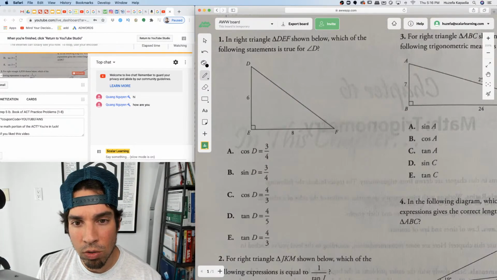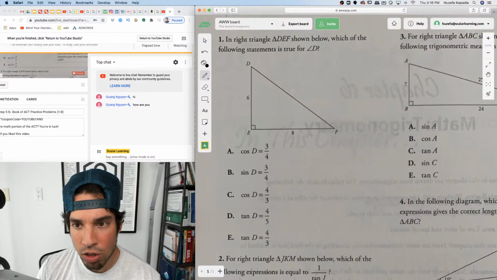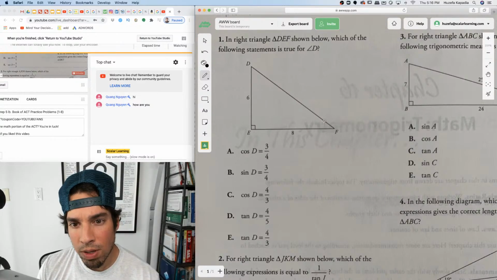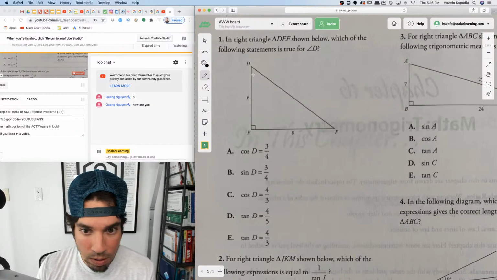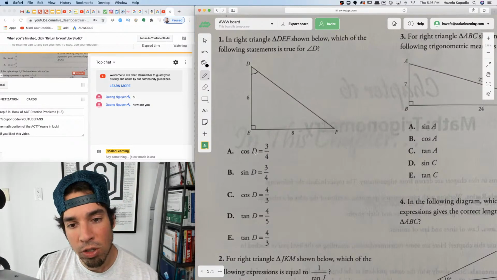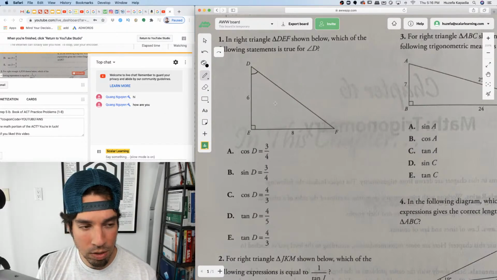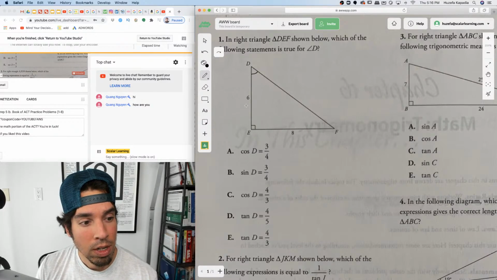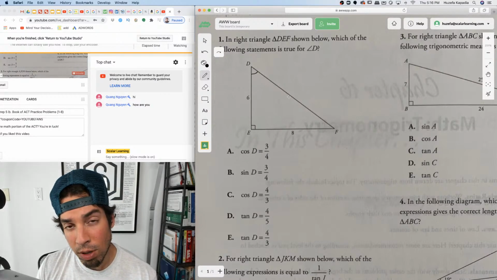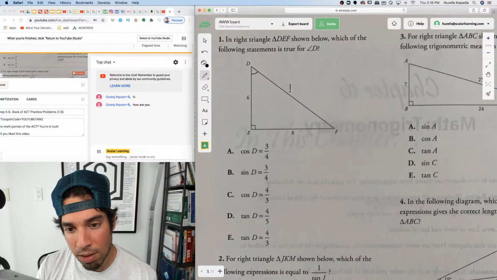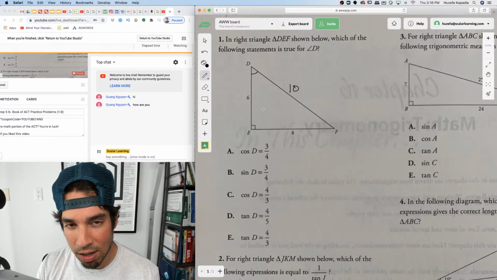All right, so it says first, in right triangle DEF, here's a right triangle. They give us the right angle. Which of the following statements is true for angle D, which is right here? By the way, they haven't given this side. It's a right triangle. I can use the Pythagorean theorem, but if you know Pythagorean triples, this ends up being a 3, 4, 5 right triangle, just doubled. So instead of 5, the side is 10. I always like those Pythagorean triples in the mix.